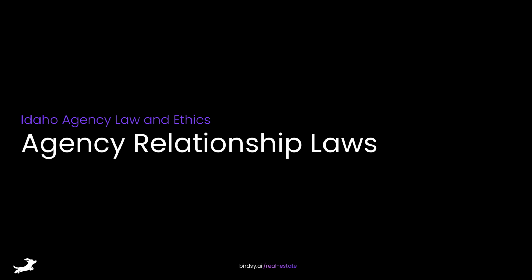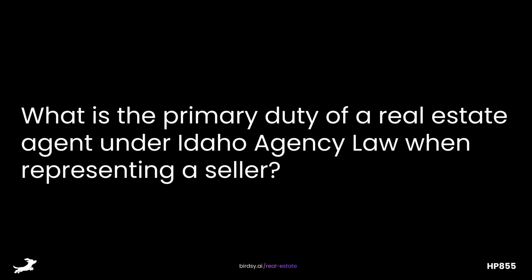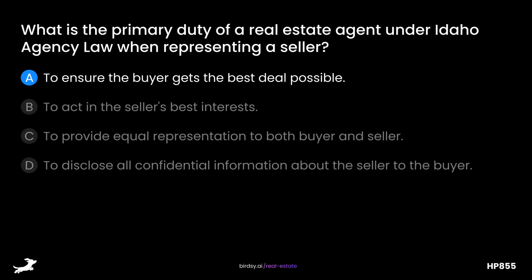Agency relationship laws. What is the primary duty of a real estate agent under Idaho agency law when representing a seller? Is it A, to ensure the buyer gets the best deal possible, B, to act in the seller's best interests, C, to provide equal representation to both buyer and seller, or D, to disclose all confidential information about the seller to the buyer? The answer is B, to act in the seller's best interests.